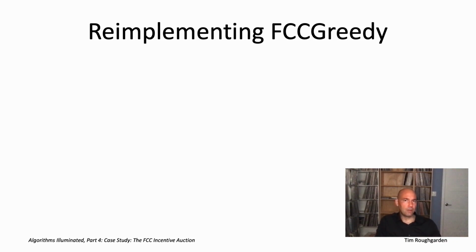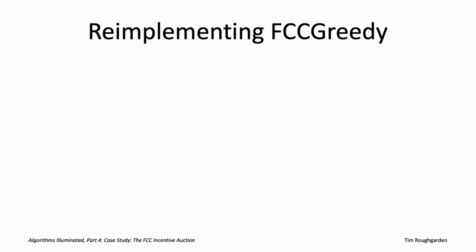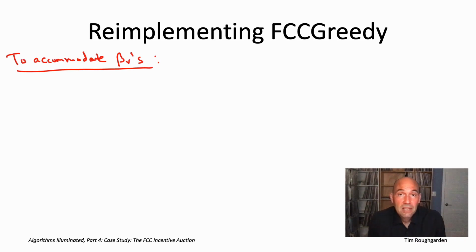But now let's try to generalize this, right? We really want to recreate the FCC greedy algorithm. And one of the features of that algorithm is you have these station-specific multipliers. You have these beta sub v's. In this case, what we want to see happening is stations dropping out not in decreasing order of value, but in decreasing order of value divided by beta sub v for the station v.